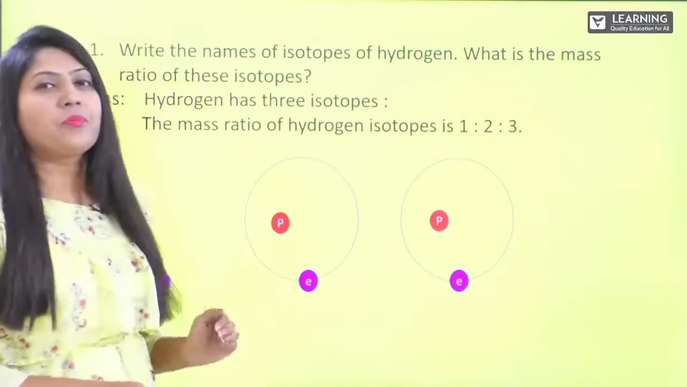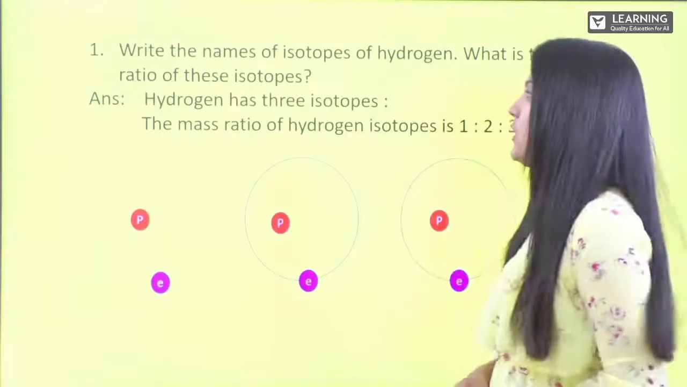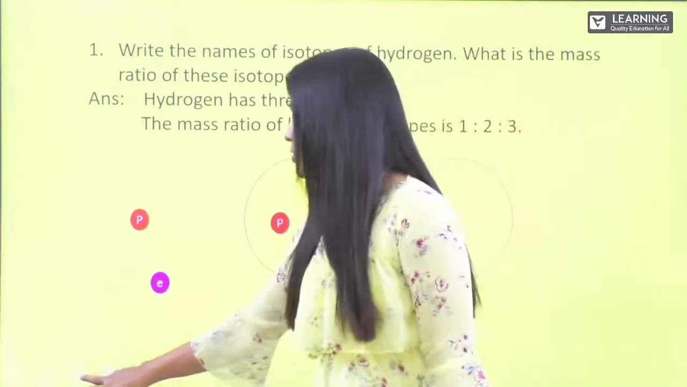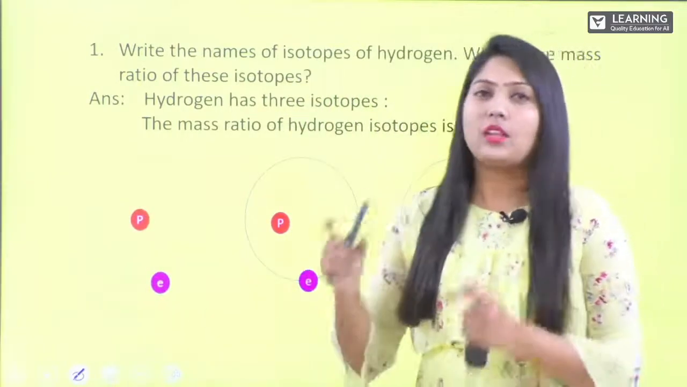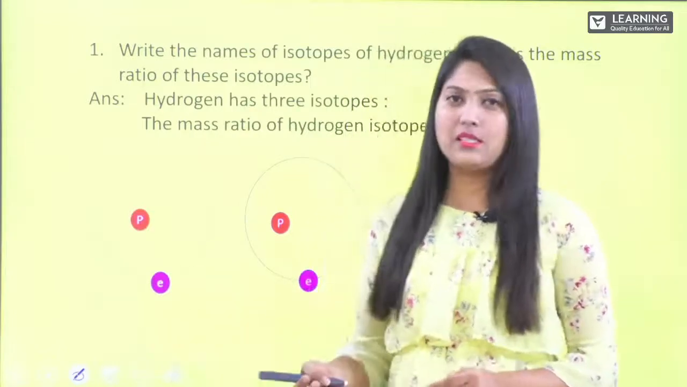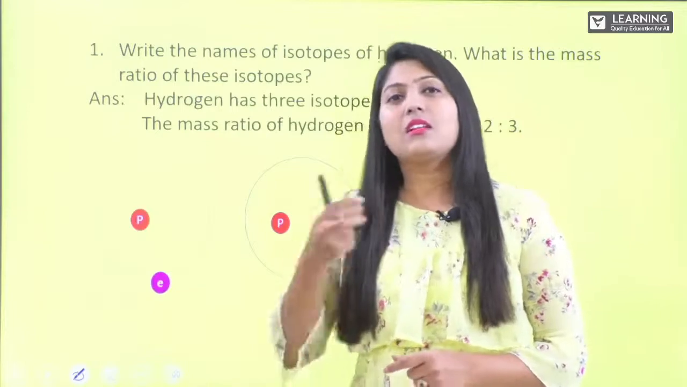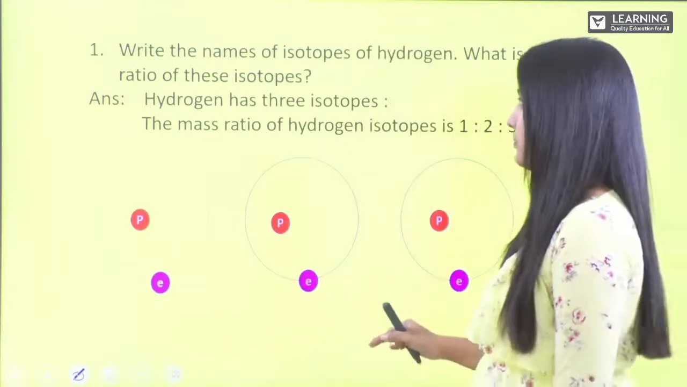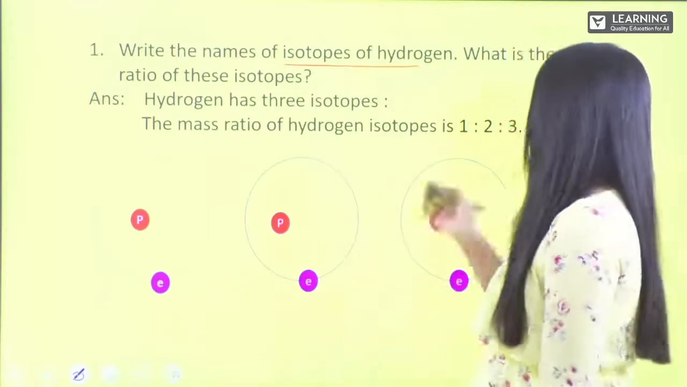If you see, you can easily understand this question. Right? What's the question? Write the names of isotopes of hydrogen. Yes, students, what do you mean by isotopes? Isotopes are those which have the same atomic number but different mass number. How do they vary in mass number? Just the difference in the neutrons. And hence here we have the three types of isotopes. What are they? They are asking.